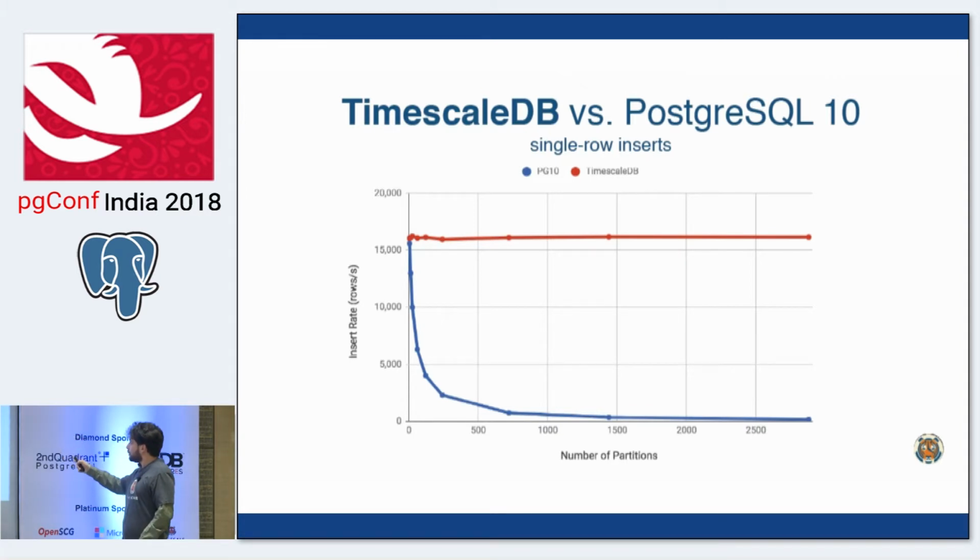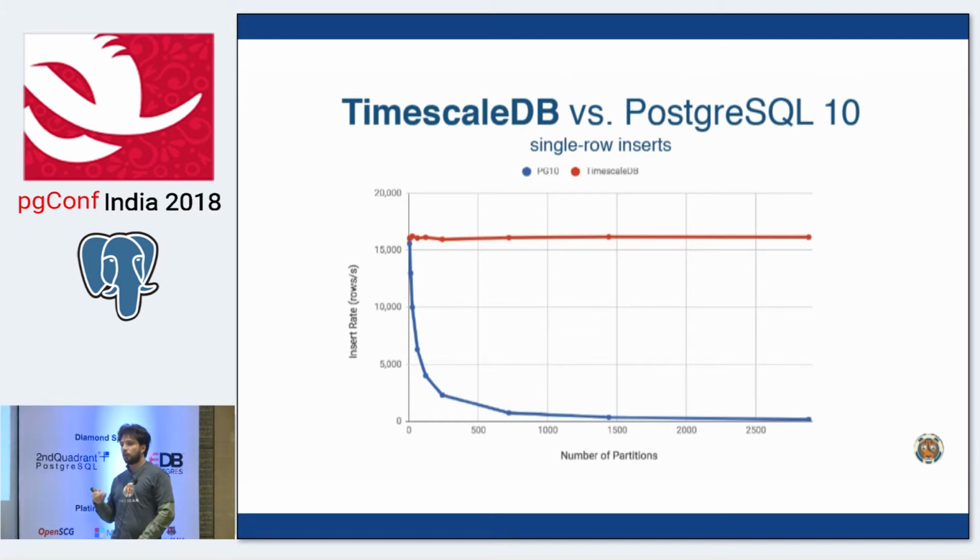And on the insert path in Postgres 10, there's still locking and opening of the underlying tables. So the insert performance degrades the more and more partitions you add. This is the basic thing. Locking and opening of the underlying partitions is one problem.